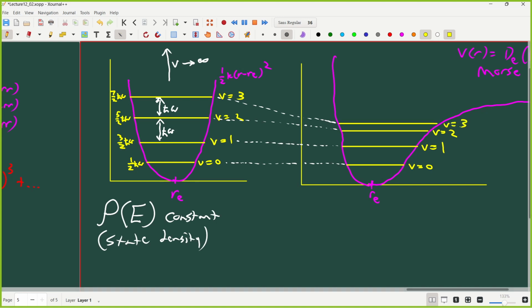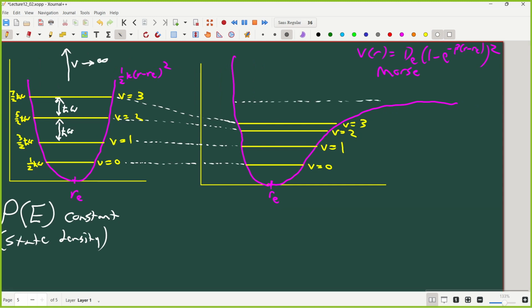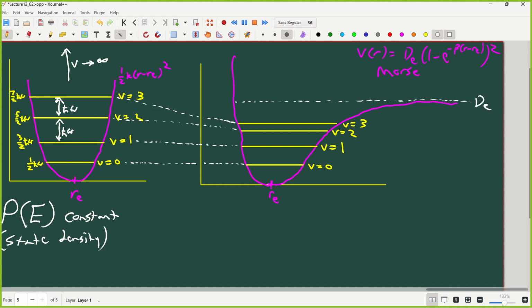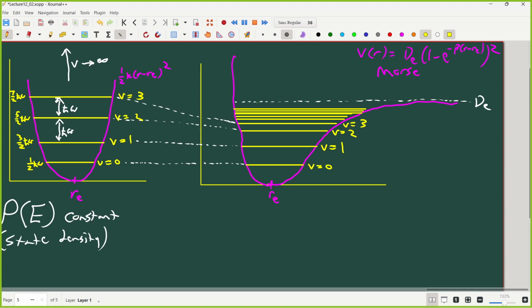And as you start to approach the dissociation limit, which I'll draw like this, this is the dissociation limit of the bond, the energy levels get more and more closely spaced together. And by the time you get to the dissociation limit, you basically have a continuum of states.